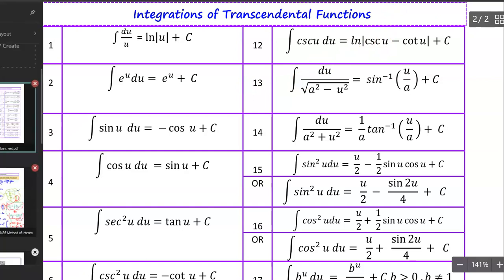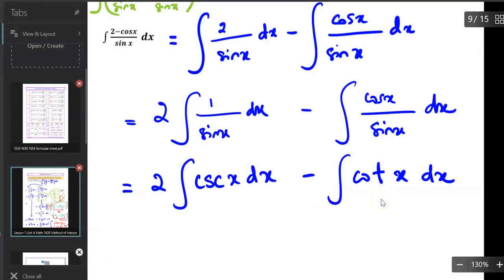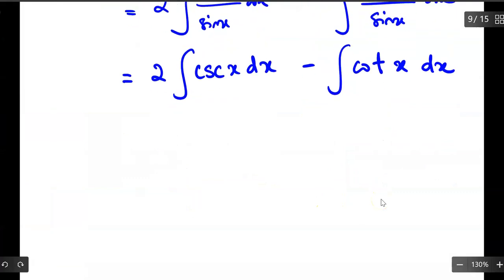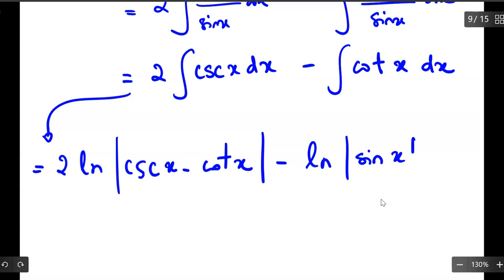Okay? So what I can write here is this will become 2 times ln of the absolute value of cosecant of x subtract cotangent of x, close the absolute value, subtract natural logarithm of the absolute value of sine of x, plus c.